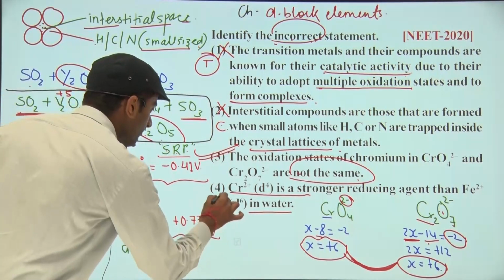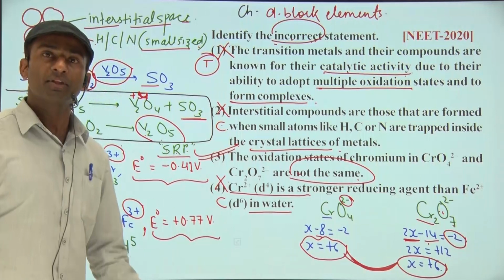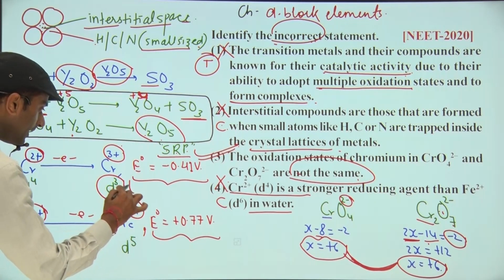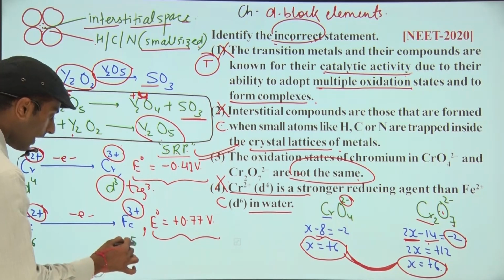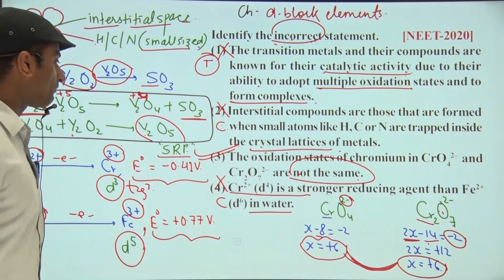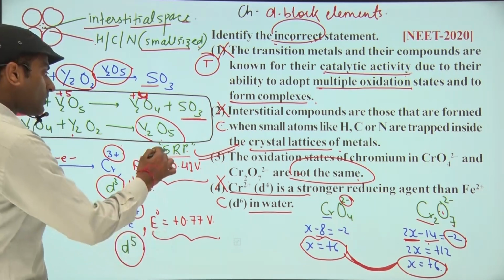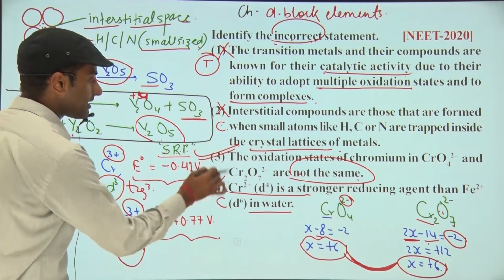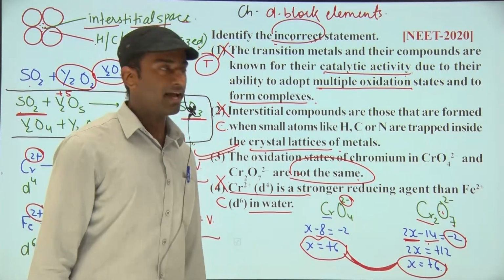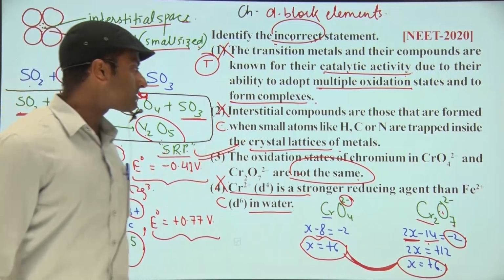This statement is correct, but we want here the incorrect statement. One more thing, this is converting into half-filled t2g configuration, while this is converting into d5 configuration. So we are observing a different kind of configuration here, and based on the SRP value we can say yes, this statement is correct here. Chromium +2 is a strong reducing agent. So the only incorrect statement is the third, that is your answer.